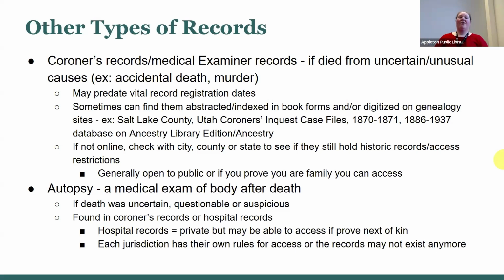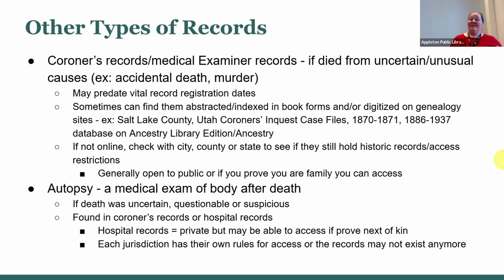So for example, there's the Salt Lake County Utah Coroner's Inquest case files. That's a database available on Ancestry or Ancestry Library Edition that if you had somebody who died in that location during one of those time periods that's listed in that database, it might be worth a search to see if you can find them in those files. If it's not online, of course, check with that city, that county, that state to see if they still hold those historic records and what those access restrictions are. Usually they're open to the public, or if you can prove that your family, you should be able to access them if those records still exist. But some of those historic ones, again, might be transferred to a state or local society, library, archive, or museum.